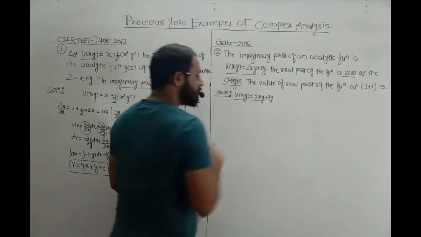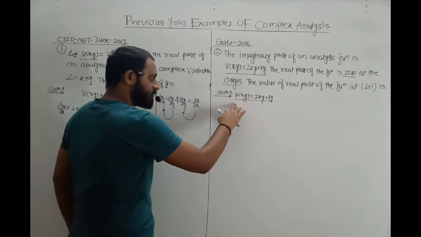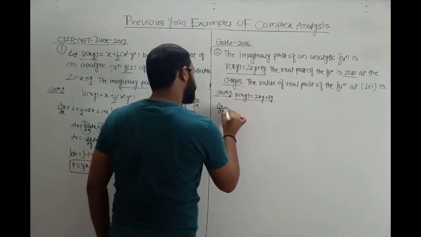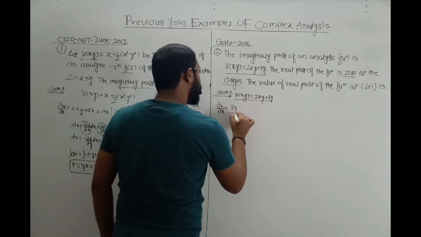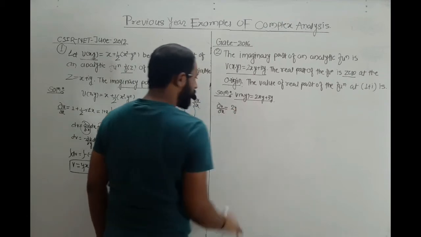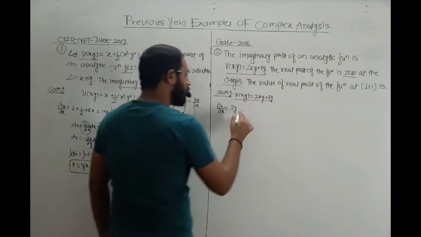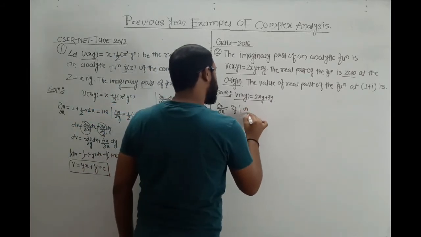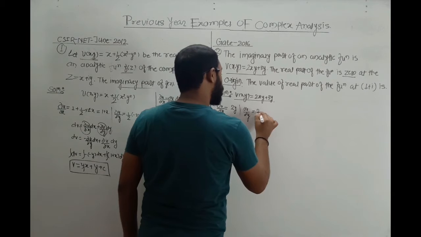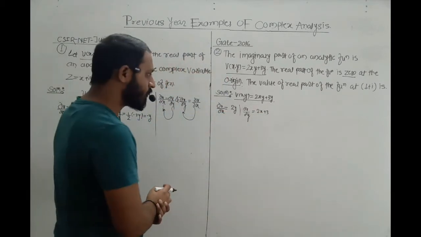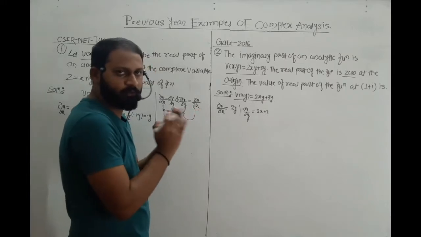Okay, this is given. Now differentiate this v with respect to x and y. First of all, with respect to x, we get 2y, because here 3y is a constant for x. Now differentiate this v with respect to y, we get 2x plus 3. Okay, no problem. जो हम मेथड यूज करते हैं वही मेथड यूज कर रहे हैं.